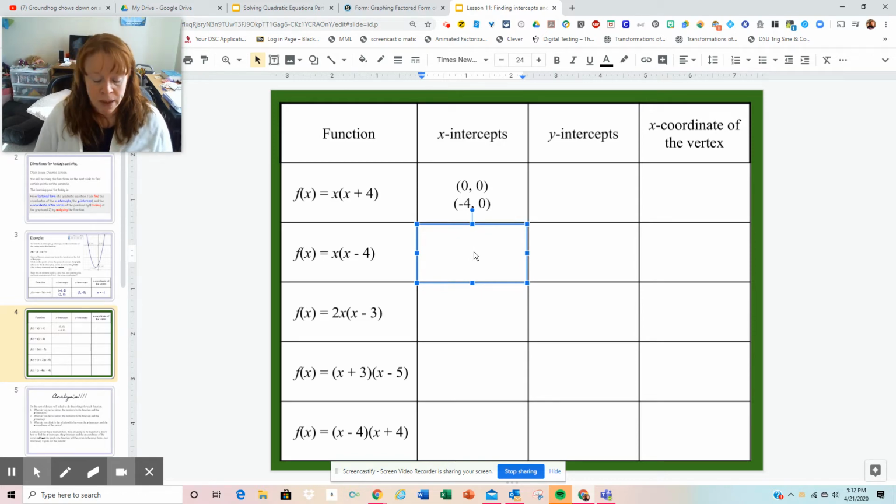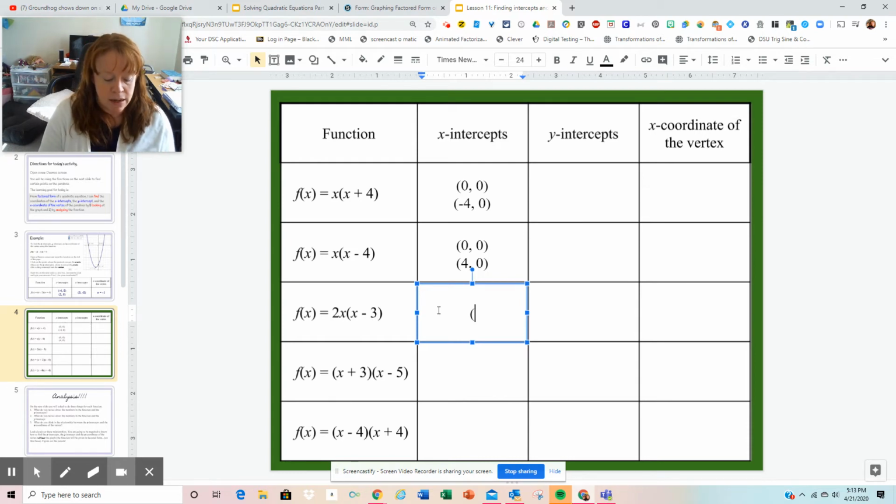This one's similar. I still have (0, 0), because 0 times whatever this is going to be is 0. And if I put 4 in here this time, not negative 4 like I had up here, but 4, because 4 minus 4 is 0, I get (4, 0). Down here with this one, again, 2 times 0.